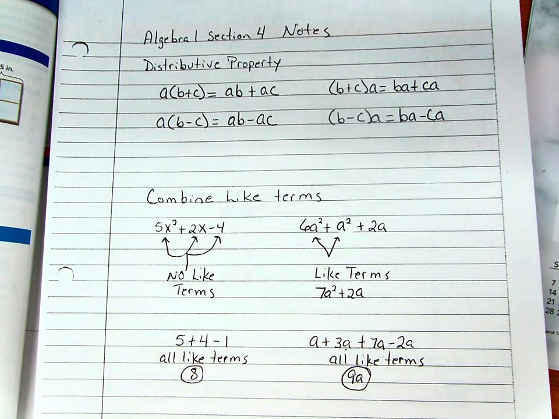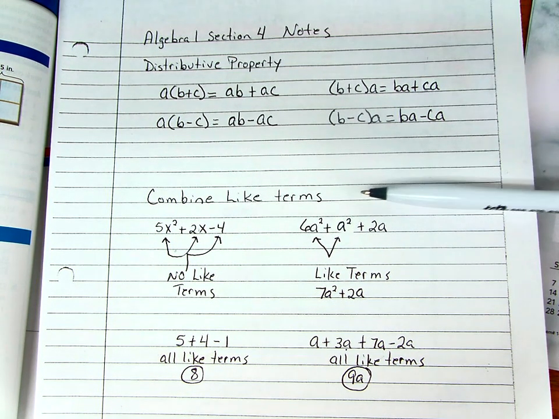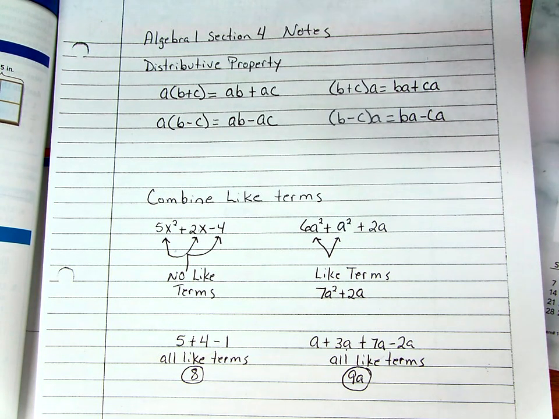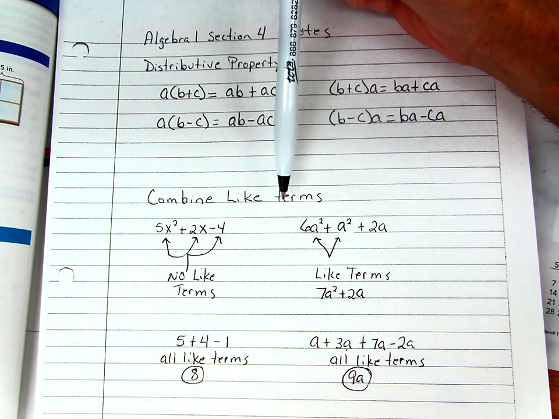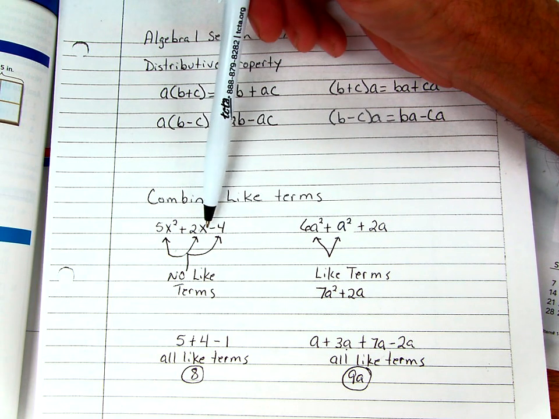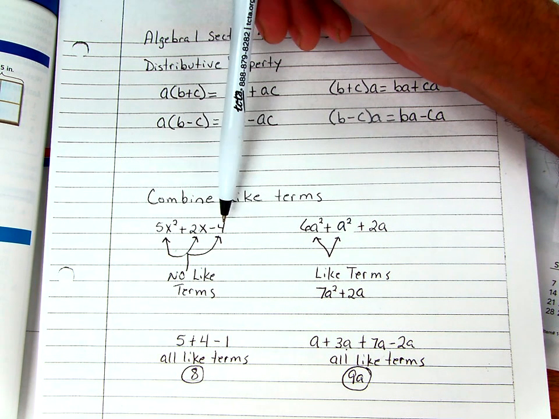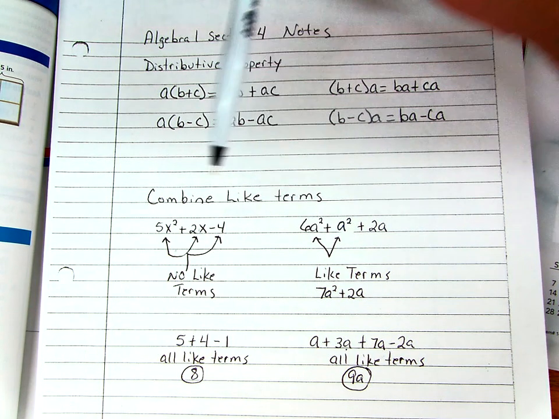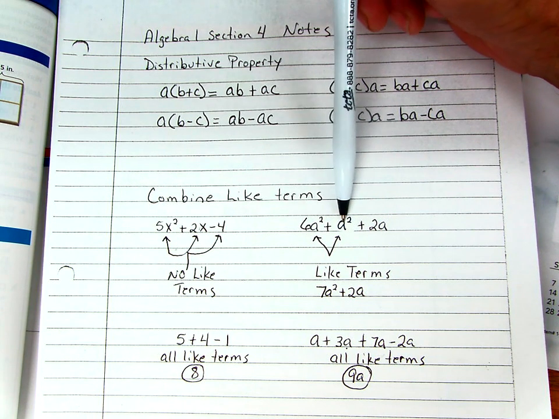Now this section actually introduces not only the distributive property, but combining like terms. And it gives us these two examples. In order to combine like terms, a term is a number or letter, or numbers and letters together that are separated by a plus or minus sign. Here's one term, here's another term, here's another term. For this other example, there are also three terms, this one, this one, this one.